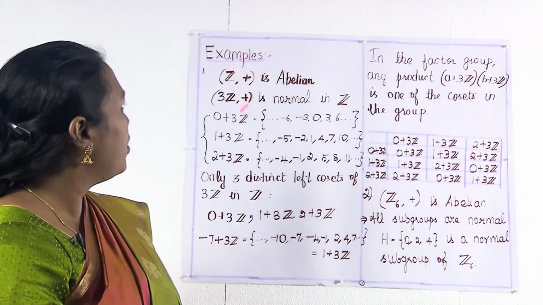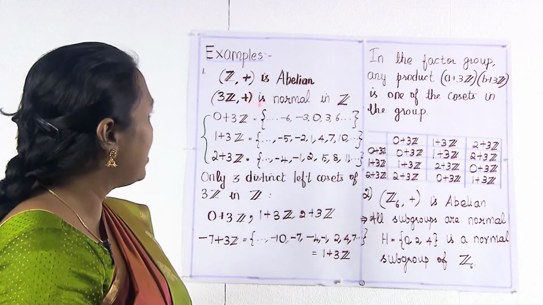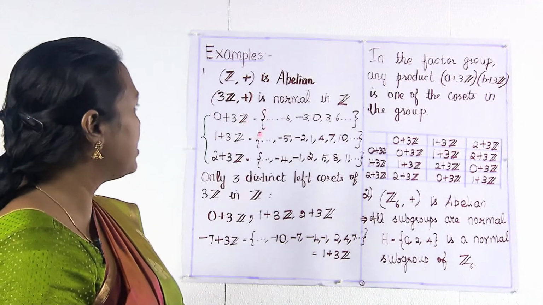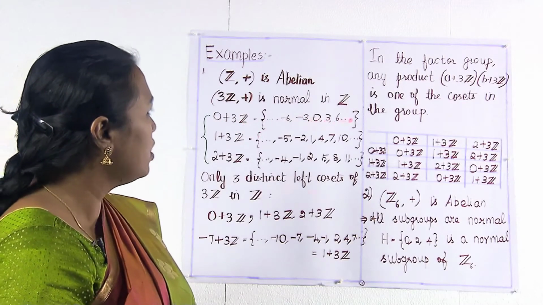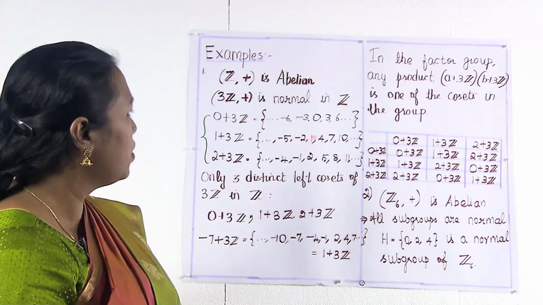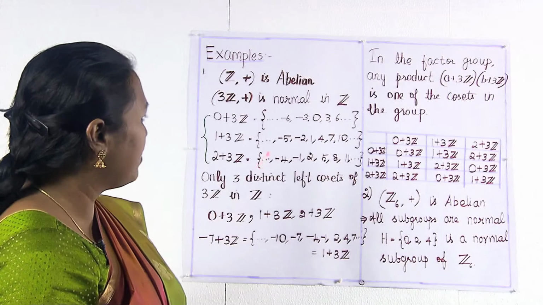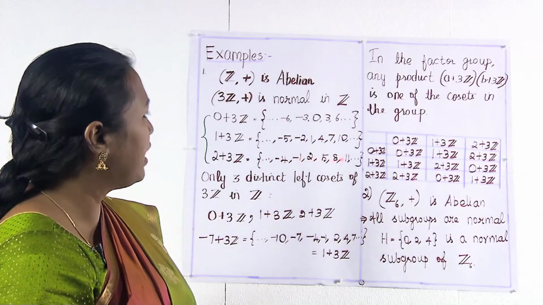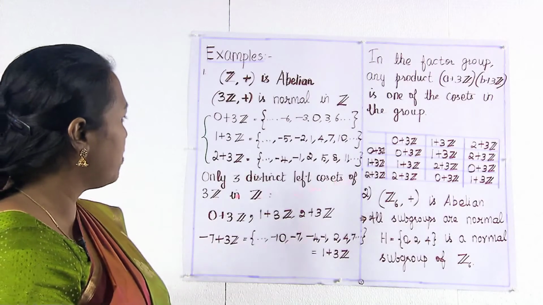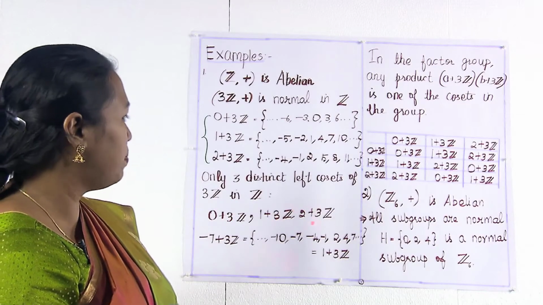Example 1. We know that the set of integers under addition is an abelian group, so (3Z, +) is a normal subgroup in Z. Now 0 + 3Z, the coset, is given by the set ..., -6, -3, 0, 3, 6, ..., and 1 + 3Z is ..., -5, -2, 1, 4, 7, 10, etc. 2 + 3Z is given by ..., -4, -1, 2, 5, 8, 11, etc. We can clearly see that there are only 3 distinct left cosets of 3Z in Z, namely 0 + 3Z, 1 + 3Z and 2 + 3Z.